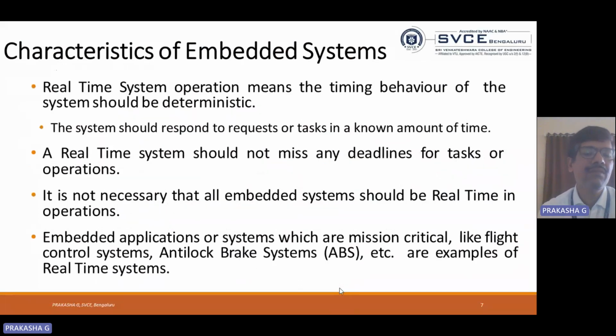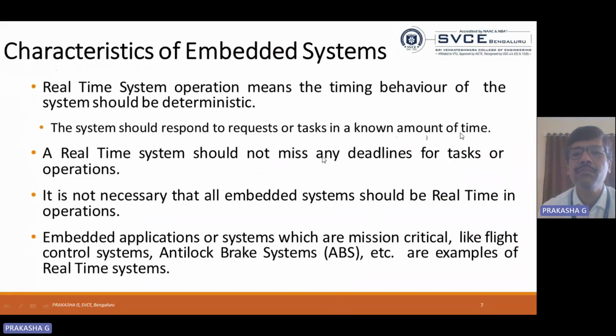Real-time systems are another type of embedded system. Real-time system operation means the timing behavior of the system should be deterministic. The system should respond to a request or task in a known amount of time. Even I can say, based on the time, I should get the response. Satellites, most of the time, work with real-time operations, because I need to get a reading at 6 o'clock in the morning, then after 9 o'clock, then at 12 o'clock. That means time-based operation: based on the time, real-time data and real-time operations are going to work.